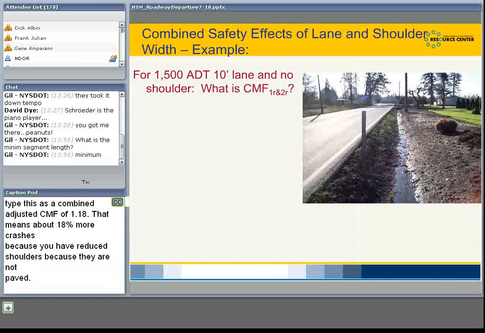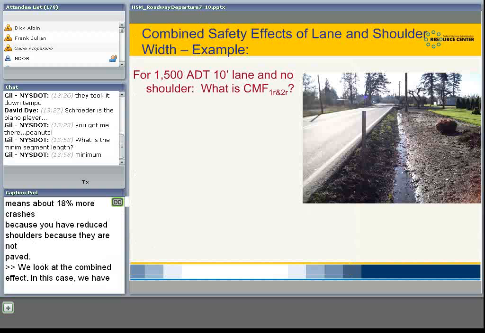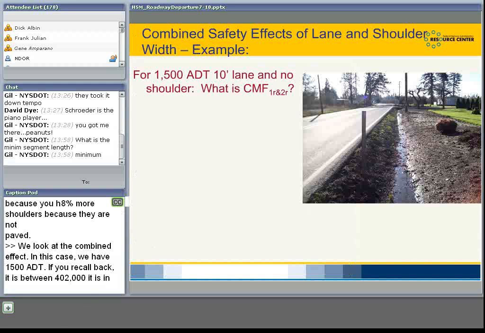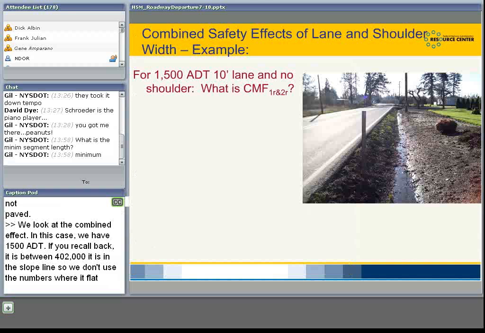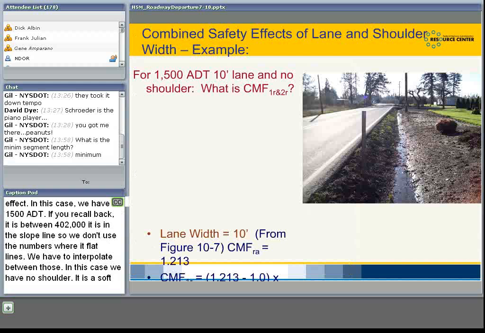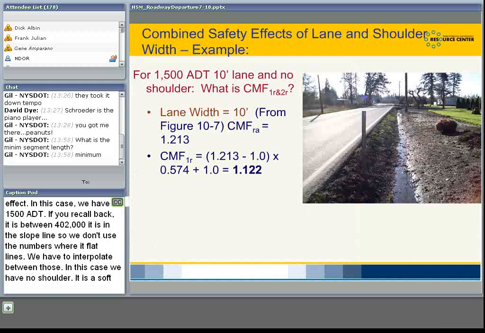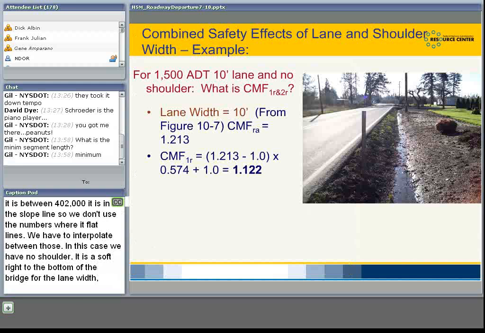So now we'll look at the combined effect if we're looking at lane and shoulder width together. In this case, we're going to say that we have a 1,500 ADT. And again, if you recall back to the lane and shoulder widths, it's between 400 and 2,000, so it's on the sloped line of those figures. So we don't use the numbers that are at flat lines. We have to interpolate between those. In this case, we have no shoulder. As you can see in the picture, it slopes off right into the bottom of the ditch.